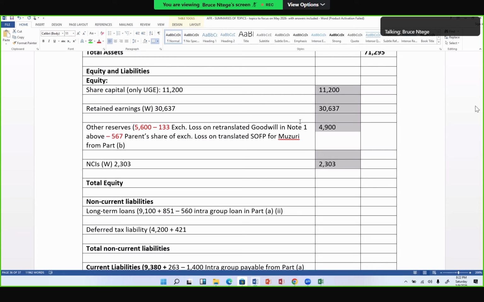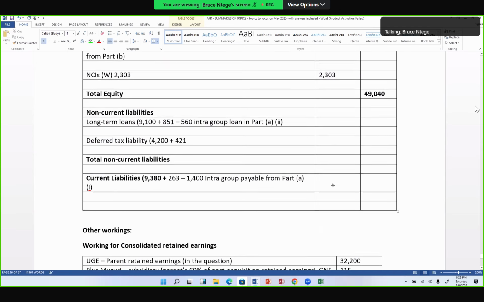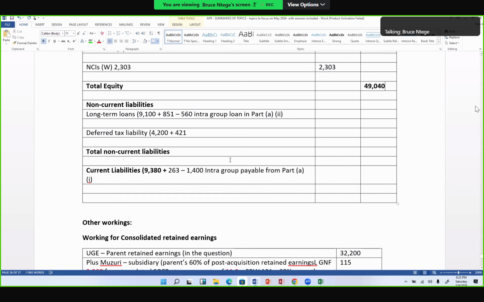Okay, so I'm doing it again. Okay, so I have something like 49040. I don't know whether that's what people have. 49040. Okay, so let's move on to non-current liabilities.